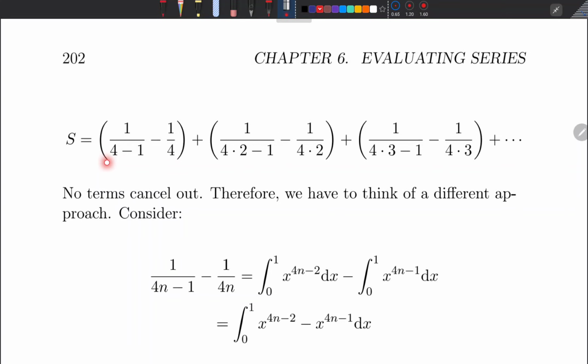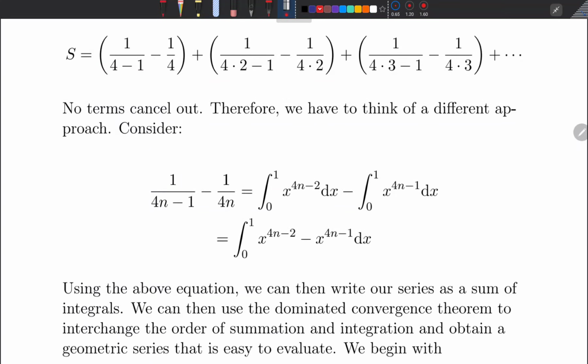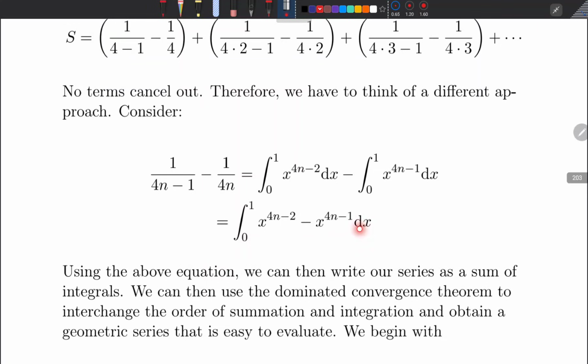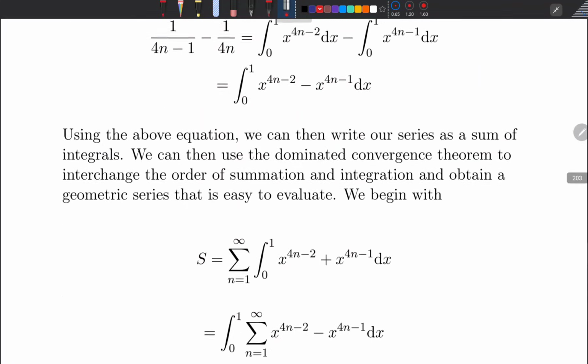So we have, as it's being expanded, something sort of this, and now this part can also be written as the integral from 0 to 1 of x to the 4n minus 2 dx minus the integral from 0 to 1 of x to the 4n minus 1 dx. And now we can just combine them both, and we have a combined integral, that is the integral from 0 to 1 of x to the 4n minus 2 minus x to the 4n minus 1 dx, right?